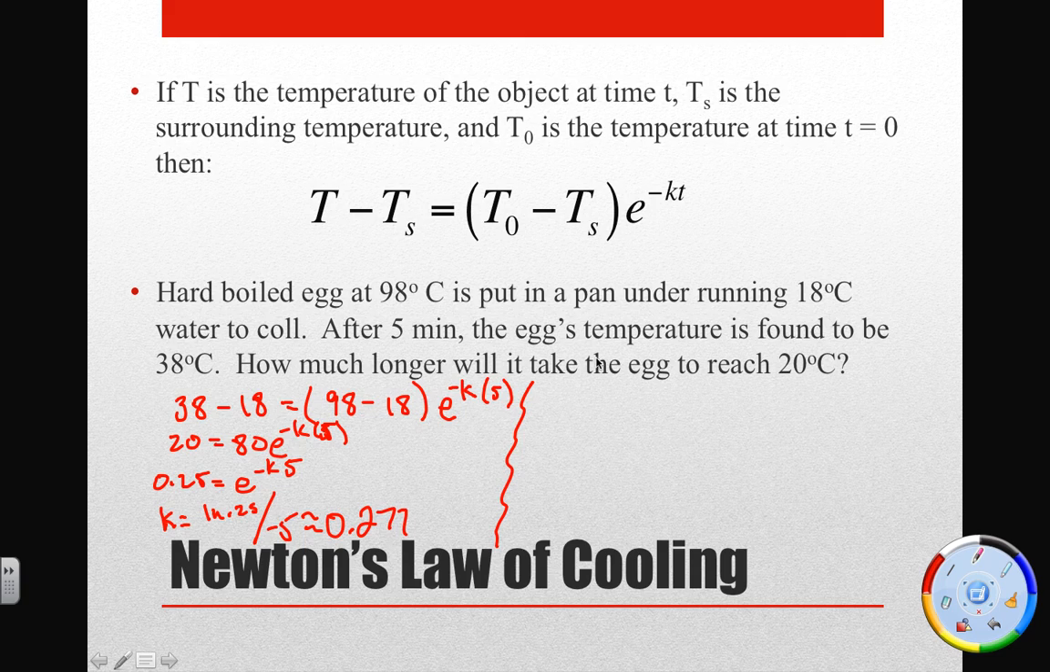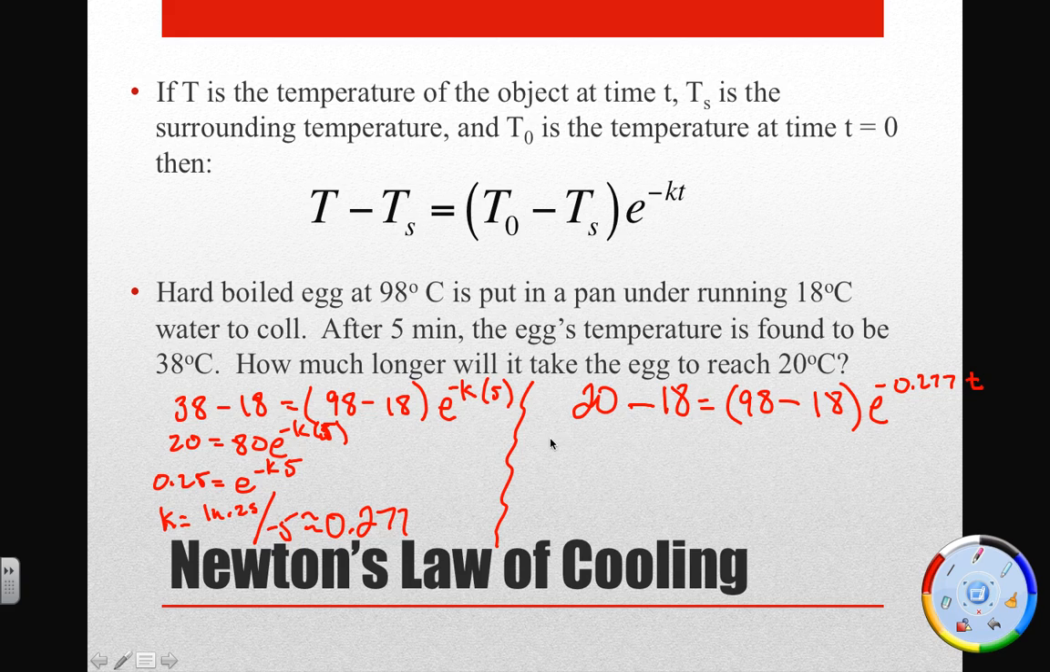Now we need to figure out how long, so we need to figure out this t. How long will it take for the egg to reach 20 degrees? So 20 is the temperature at time t, minus the surrounding temperature, which is still 18, equals the initial temperature, still 98, minus the surrounding temperature, still 18, and now we have a k value. We have a negative 0.277 t. The reason it's negative is because the equation is negative. k here was a positive number, so it still remains negative here.